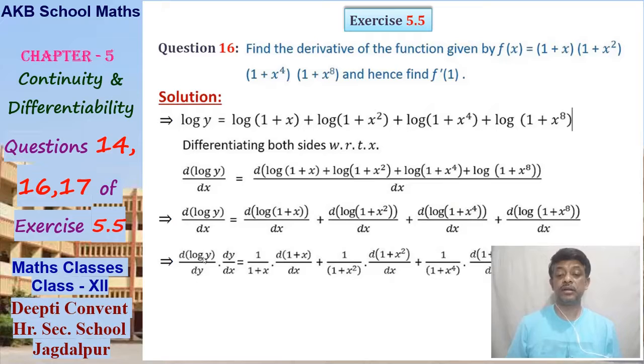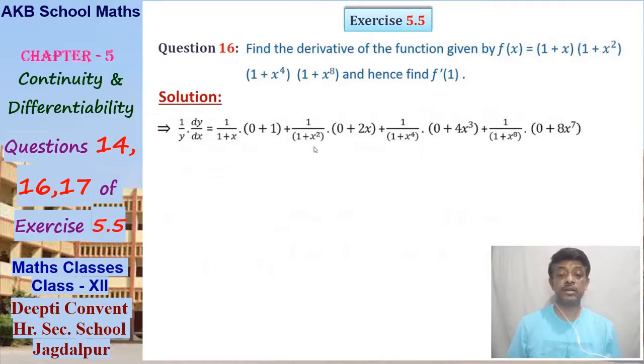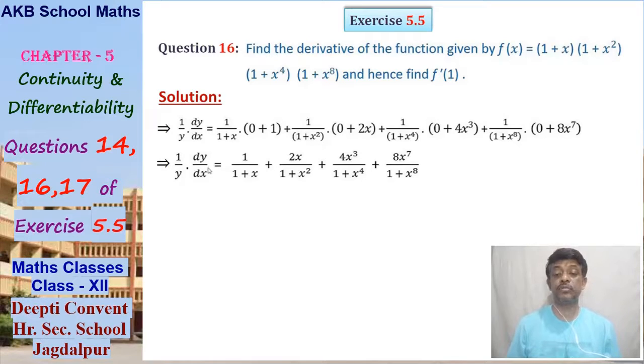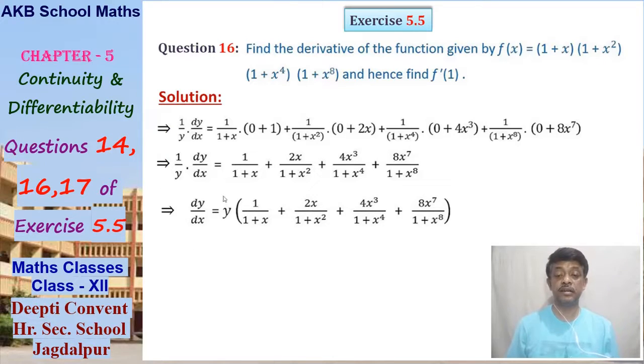Now on the left hand side, the derivative of log y is 1 by y dy/dx. On the right hand side, the derivative of 1+x is 1, similarly the derivative of x squared is 2x, the derivative of x to the 4 is 4x cube, and of x to the 8 is 8x to the 7. So we get 1 by y dy/dx equal to 1 by (1+x) plus 2x by this plus 4x cube by this plus 8x to the 7 by this. Now transferring y to the right hand side.